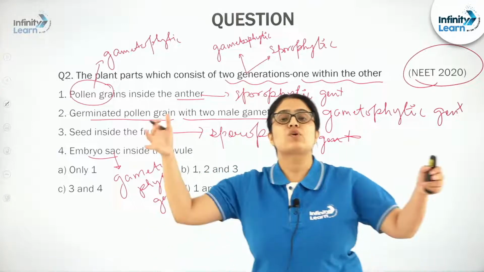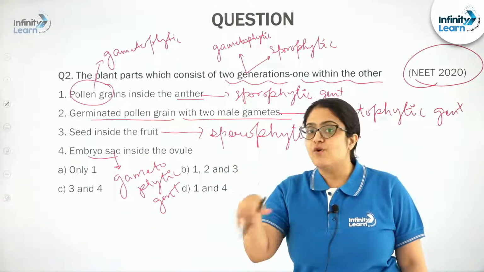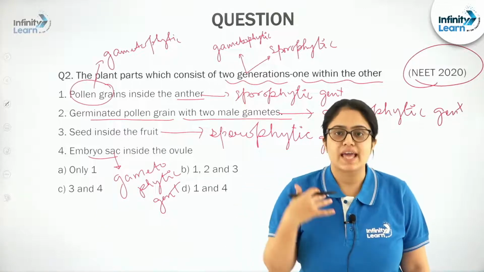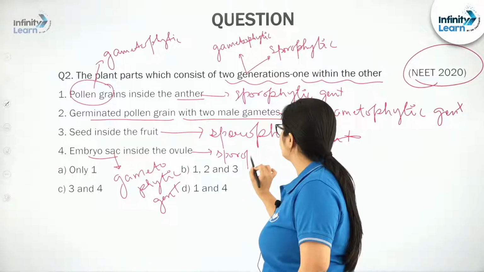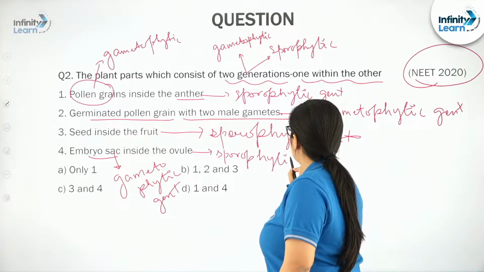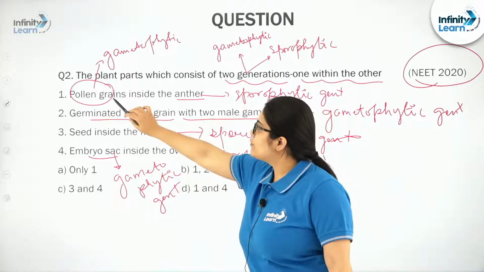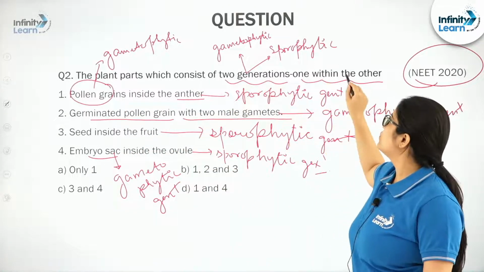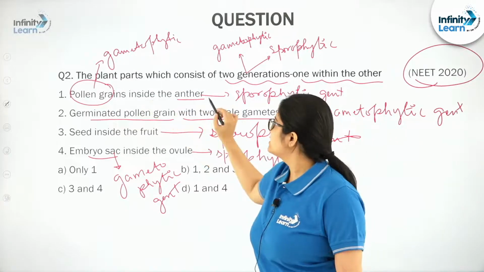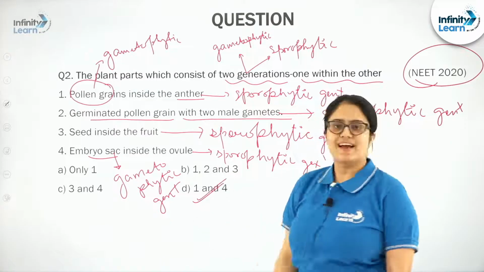Ovule is a part of the sporophytic body. Each and every cell of the ovule is diploid, and hence ovule represents sporophytic generation. So, see my lovely students, it is only options number 1 and 4 which represent two generations, one within the other. Gametophytic, sporophytic, gametophytic, sporophytic. Hence, the answer is 1 and 4.